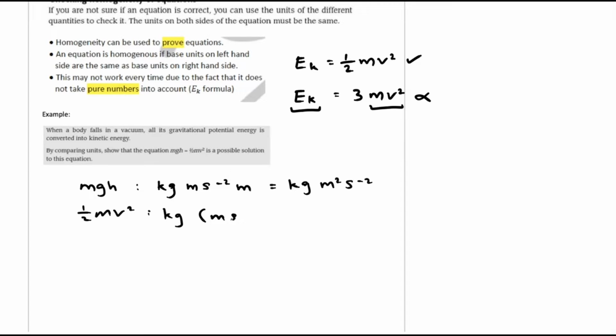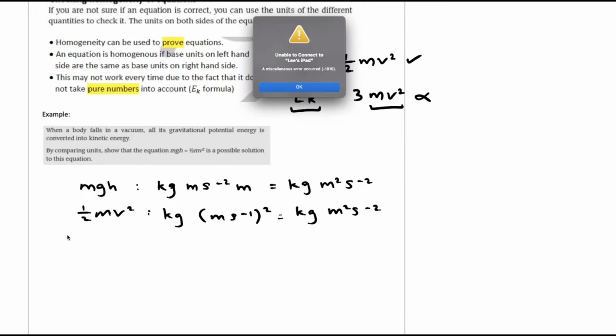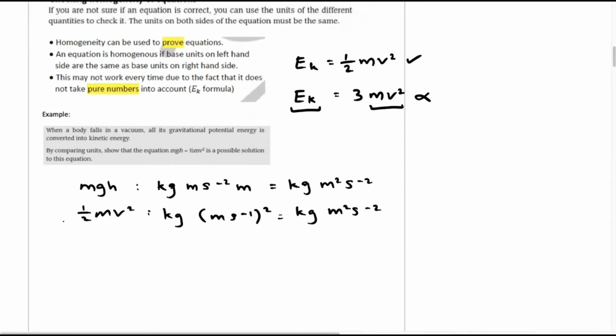Velocity is meter per second square. Then we have kg meter square s negative 2. Okay, so by looking at the units on both sides, we realize that they have the same units. Because of that, we can say that it is homogeneous. Okay, so we put something like this.